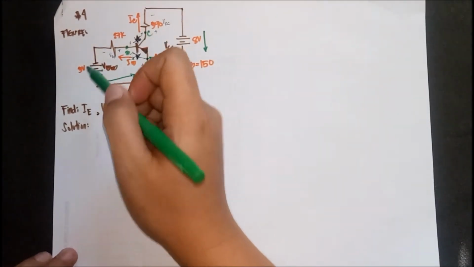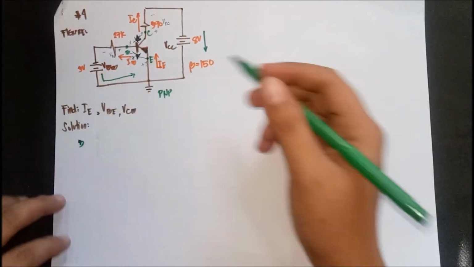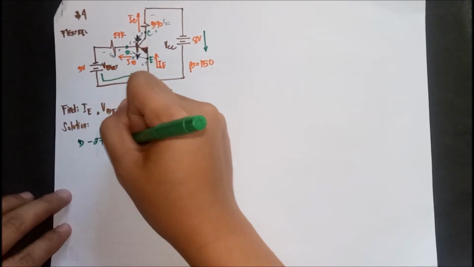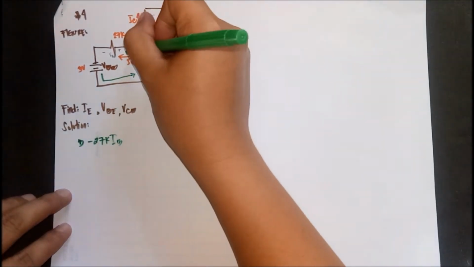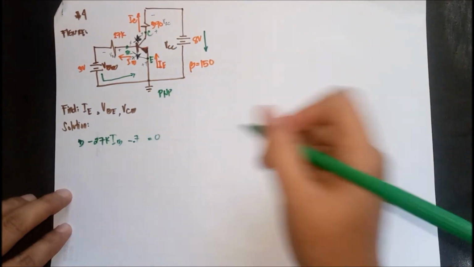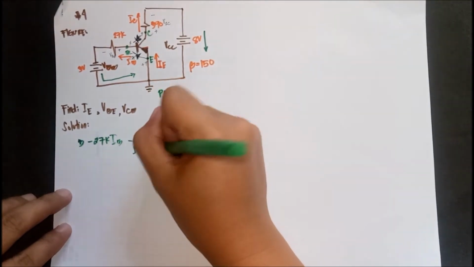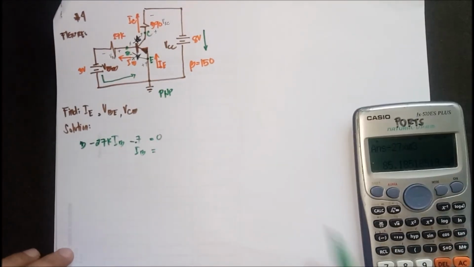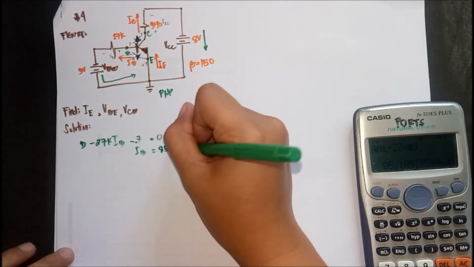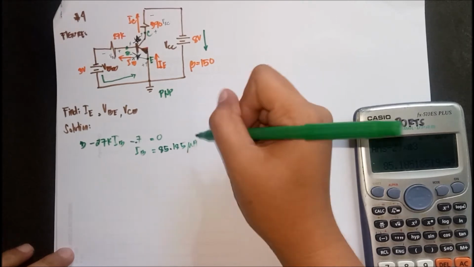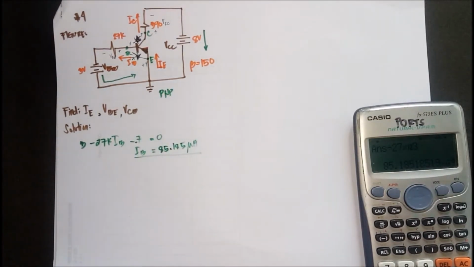So, I'm gonna loop here. This would be 3 minus 27K IB minus 0.7. This is equal to 0. Okay? So, one equation, one unknown. That's gonna give me IB, which is equal to, pause the video and you solve it for yourself. So, I have IB which is equal to 85.185 microampere. Solve nyo rin dyan sa inyo.